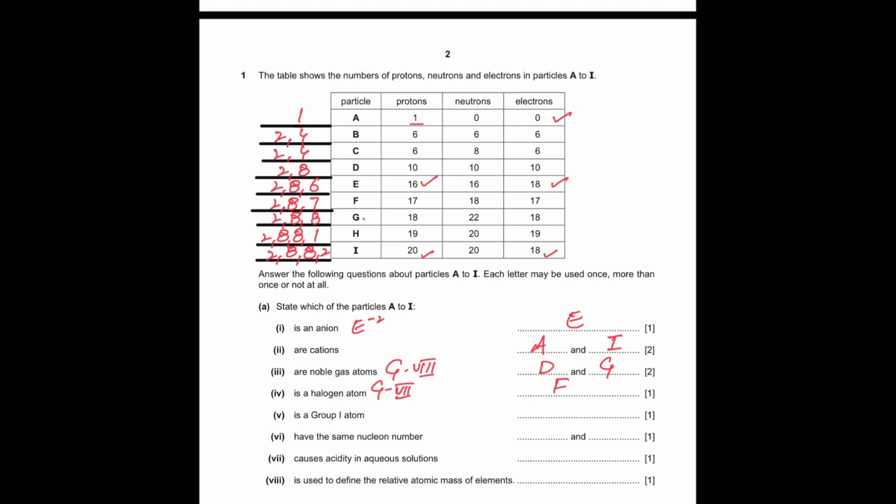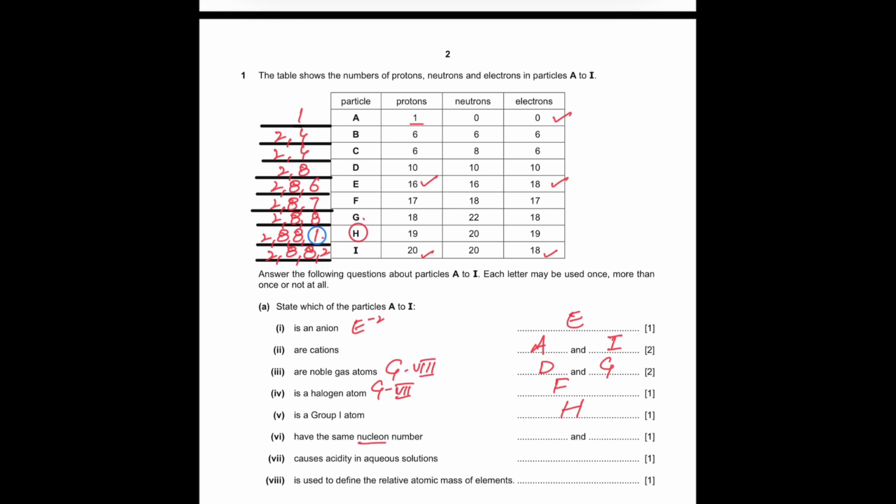And after that is a group 1 atom. Group 1 atom, not ion. Well, look at the H. H is a group 1 atom because it contains 1 electron in its last orbit. Look at this, 1 electron in its last orbit. So that's why the H belongs to group number 1. So H is here.